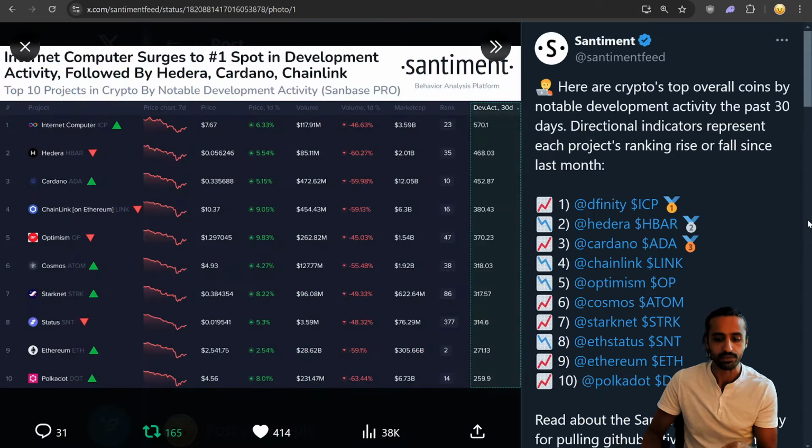I love this post. This was a low-key gem I found. Sentiment has often given great analysis, especially with some stuff that's different than just price, kind of like social analytics and development activity. So here are crypto's top overall coins by notable development activity the past 30 days. Directional indicators represent each project's ranking rise or fall since last month.